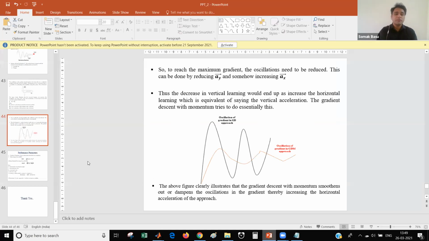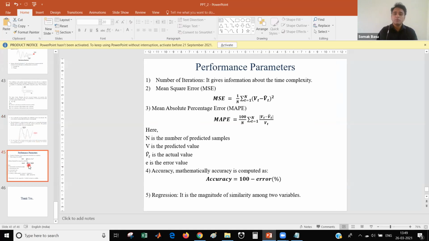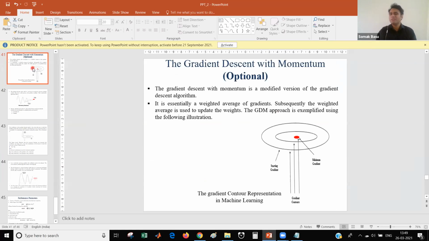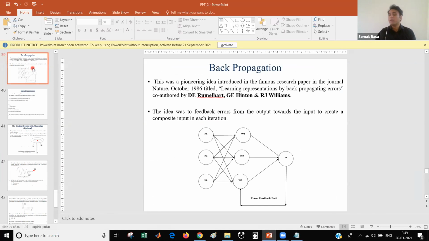So let me come back to the presentation then. So these are some of the mean square error. I've told you accuracy is generally 100 minus error percent. So these are some additional parameters that we'll see. And I've not actually covered gradient descent with momentum. This is optional basically. So back propagation we have covered.